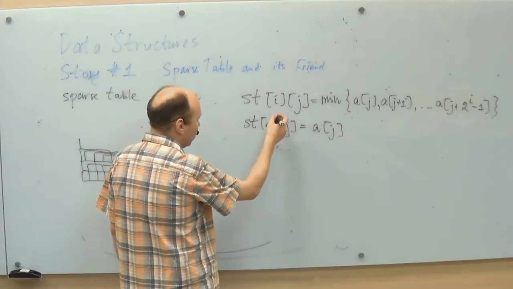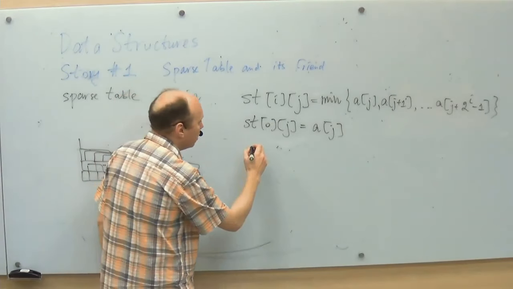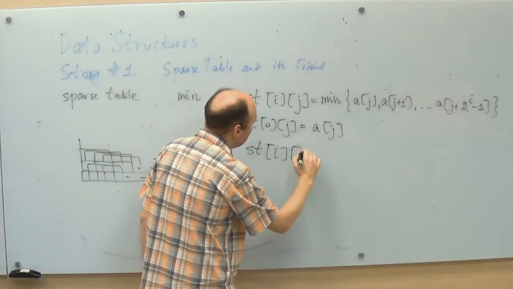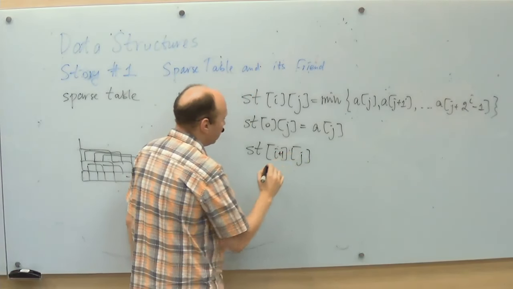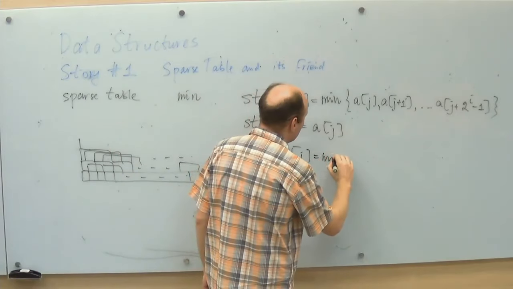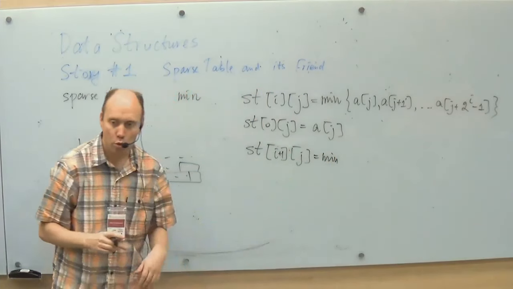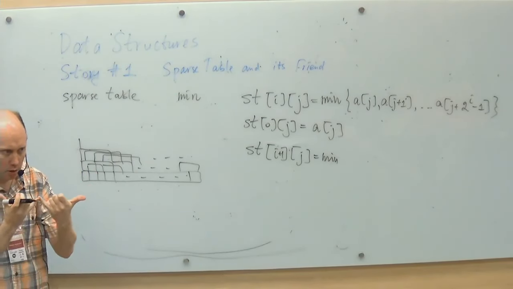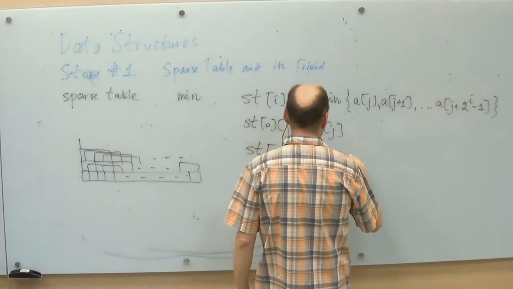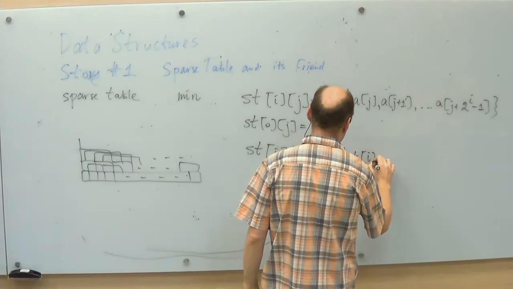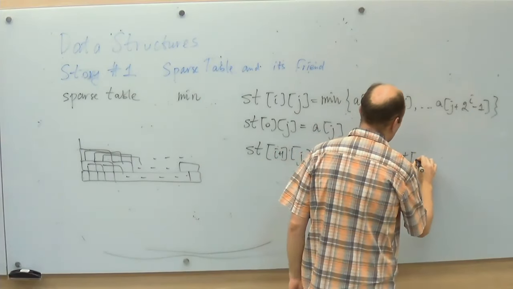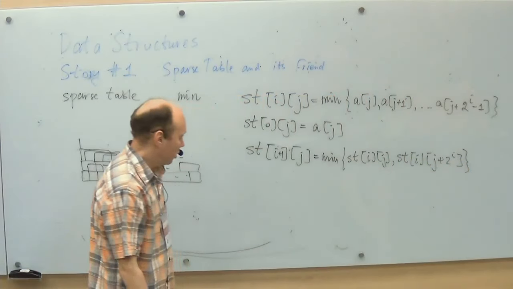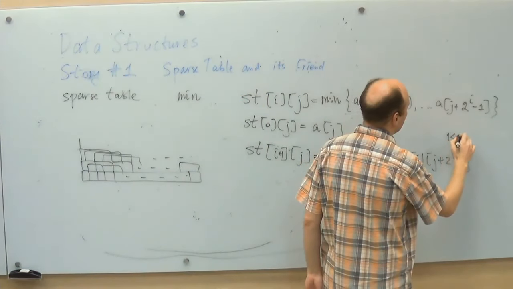And for greater values of i, we have a recurrence, so something like sparse table[i+1][j] is the minimum of the following. We take this segment of length 2^(i+1) and divide it into two parts of length 2^i. Minimum of sparse table[i][j] and sparse table[i][j + 2^i]. And 2^i is easily constructed as 1 shifted by i.